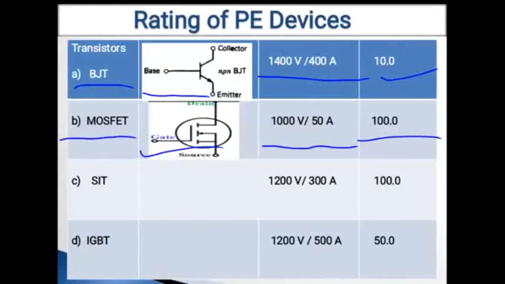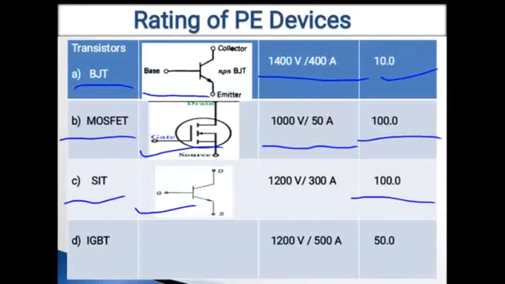Now next one is SIT, that is the static induction transistor. In this transistor, it has three terminals. You can also see in the block symbol the gate, drain and source, and it has a voltage rating of 1200 volt and 300 ampere, and the frequency range is in the order of 100 kilohertz.